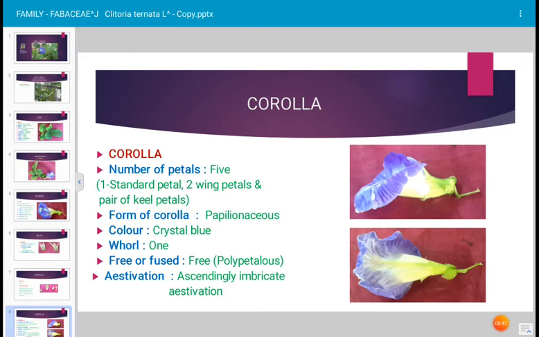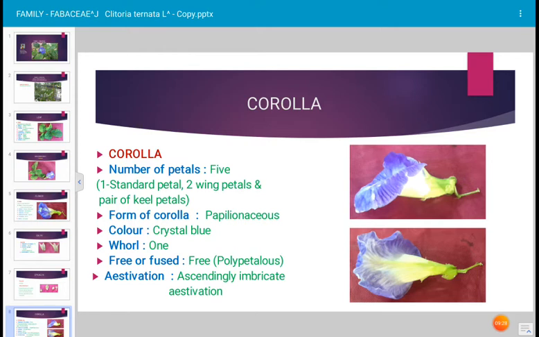This is the corolla of the Clitoria ternata. Corolla consists of petals, and there are 5 petals in the corolla. One petal is the standard petal, and there is 1 pair of wing petals and 1 pair of keel petals in the corolla. Such type of corolla in taxonomy is described as a papilionaceous form of corolla. It is a common corolla in all the plants of family Fabaceae. This Fabaceae family is also known as Papilionaceae.